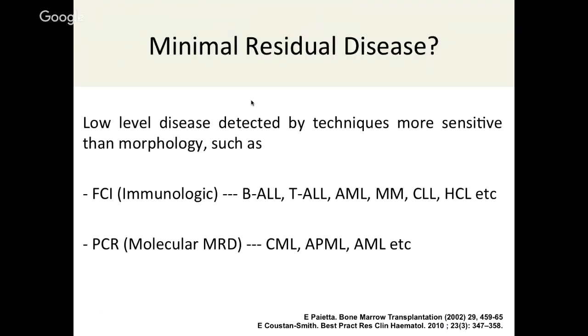Now, what is MRD? Just a couple of slides on that. It's a low-level disease, which is now detected by techniques other than microscopy. And the two common techniques are flow and PCR. PCR is basically a molecular technique used for diagnosing MRD in CML and APML because these are diagnosed based on molecular. And in B cell ALL, T cell ALL, and most of the AML, flow is the gold standard to do MRD. Now, it is mandatory to do MRDs in B-ALLs. Not many centers do MRD in AML.